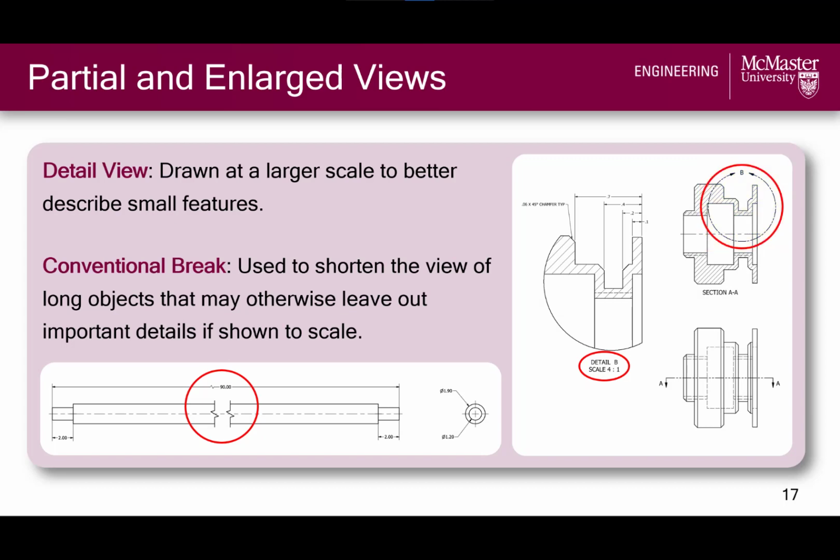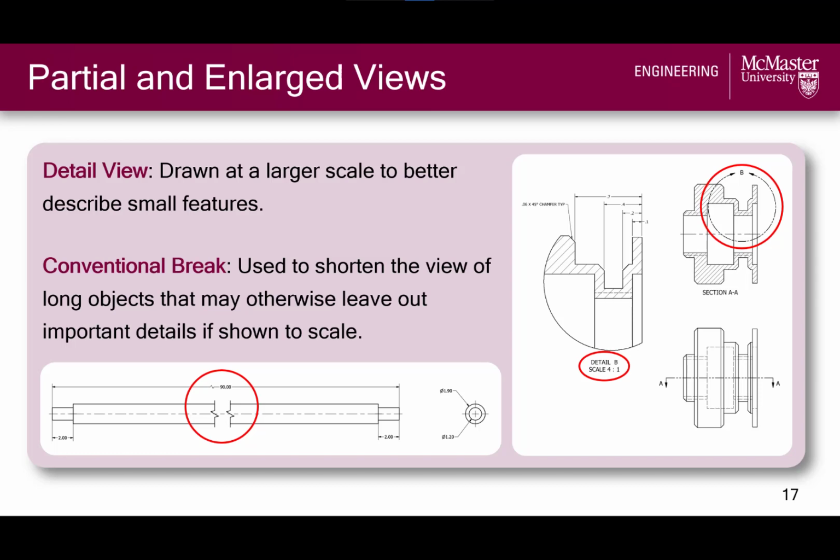And then in the detailed view, we just have to specify the difference in scale under the view title, as shown here. On the other hand, if you have an object with one very long dimension, like this rod, you could use something called a conventional break, as shown here, to shorten the view of the long dimension. This way, the object can be shown to scale, and other features, such as the small details at the end of the rod, are not left out.